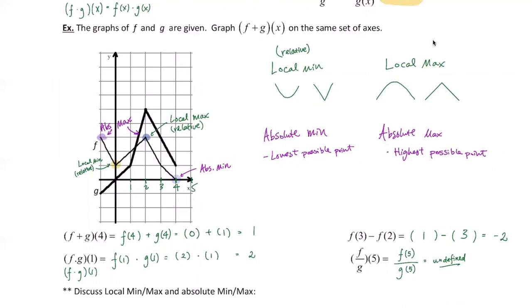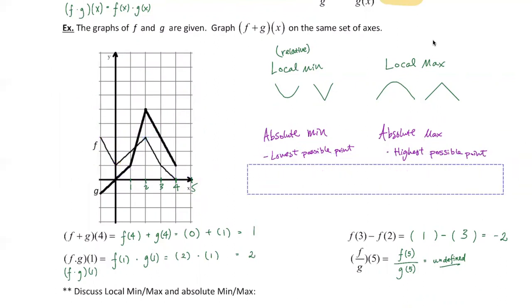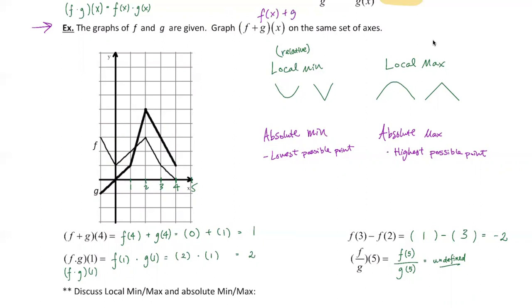Let's go ahead and clear this one out real quick so that we have a clean graph to work on for the next portion. So let's go back to this example up there. It says the graphs of f and g are given. Graph f plus g of x on the same set of axes. So now we just want to add these two functions together. So we have f of x plus g of x.